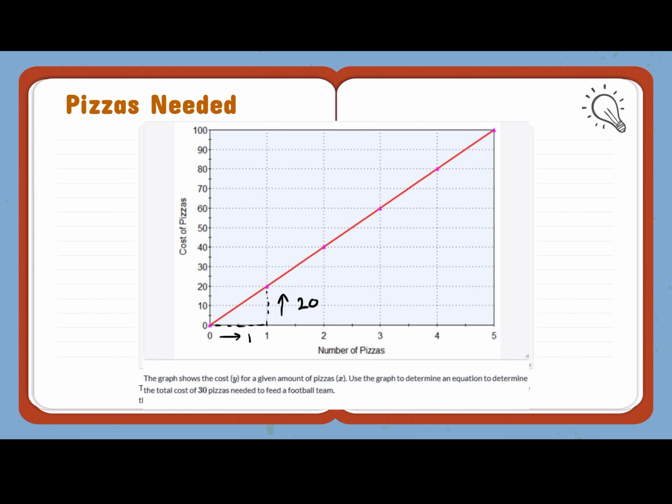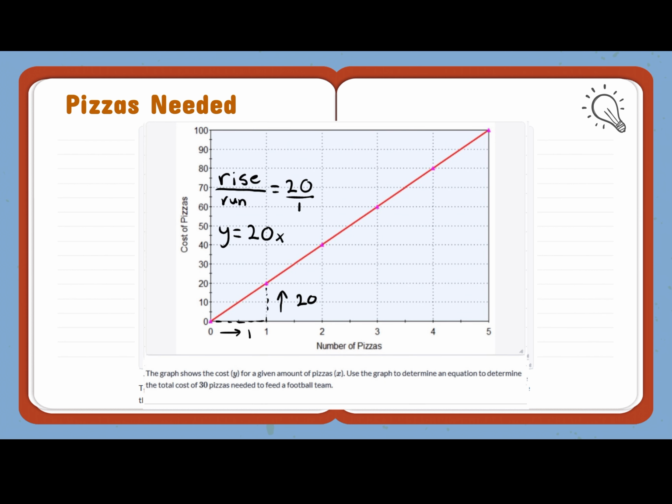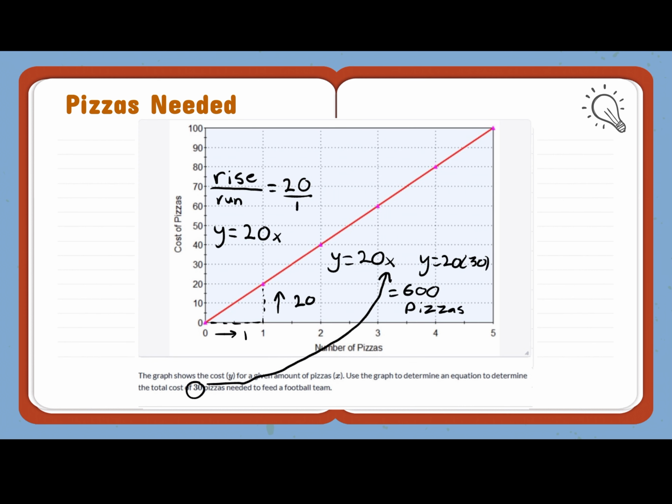which is why we need to find the slope here, and we can do that by doing rise over run. Now be very careful about the units. We go up 20, and we go to the right only 1. So when you do rise over run, we find that our slope is 20, and again, we are looking for 30 pizzas, which the number of pizzas is our x value. So you can just plug it in, and you'll end up getting the answer of 600 pizzas.